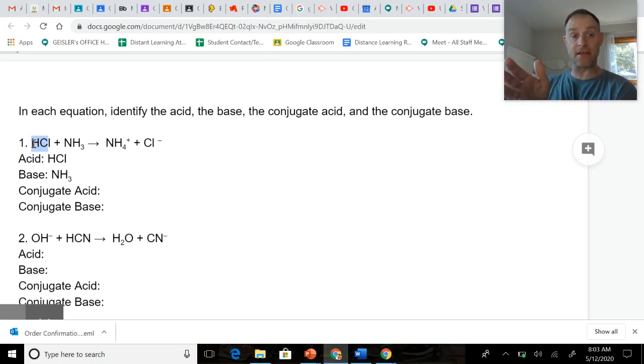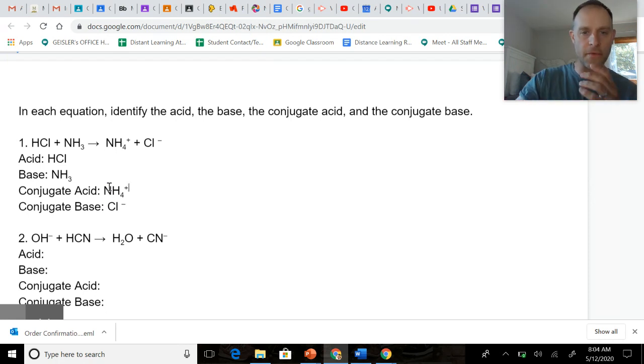So he's no longer an acid. Once he loses that H plus and becomes this Cl minus, he becomes poor and now he becomes a base. So that Cl minus is now the conjugate base. The NH4 plus gained an H plus. So it was poor over here, it was a base, but now after it gains, it actually becomes rich and becomes an acid. And so the conjugate acid is NH4 plus.